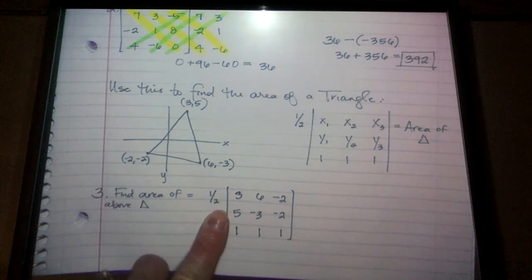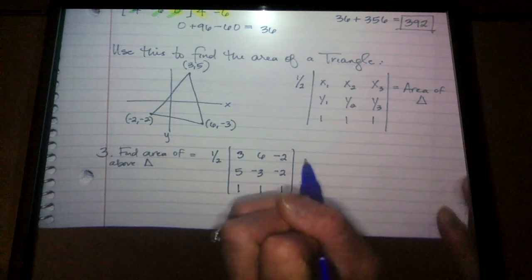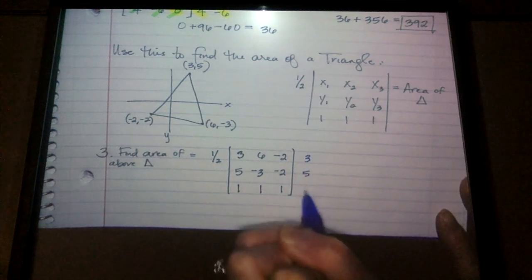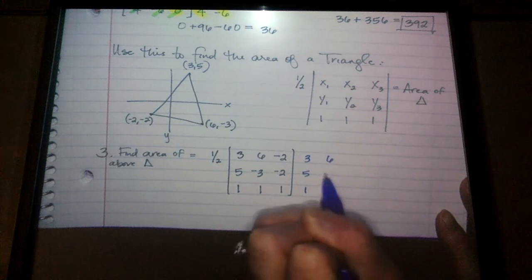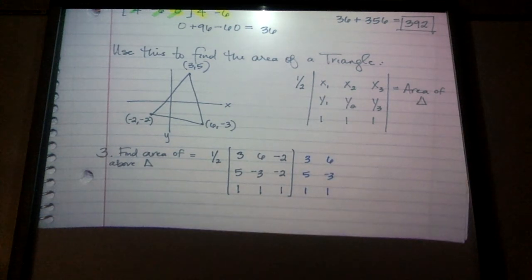So I'm going to ignore the 1/2 for now, and I'm going to copy those first two columns. So 3, 5, 1, 6, negative 3, 1. Now I should preface this with the book does go over a different method for evaluating a 3x3, but this method is faster. So that's why I'm teaching you this method.